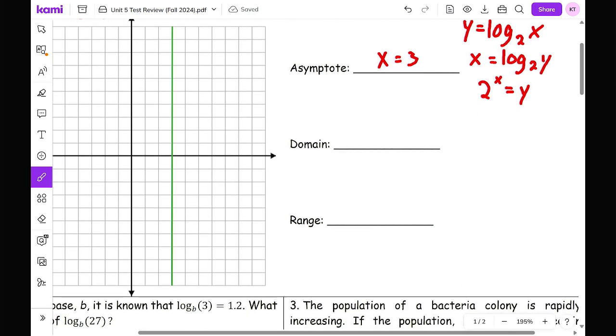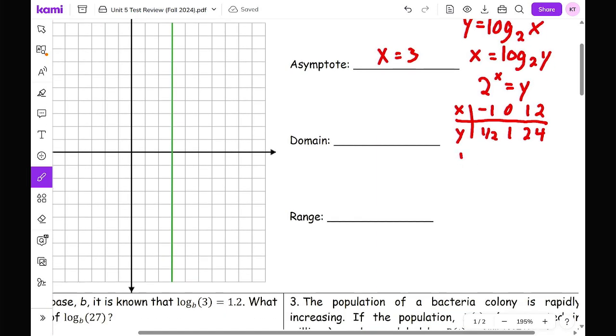And I'm just going to go ahead and make a quick table for that. So that is going to be my x and my y values. Let's just do -1, 0, 1, and 2. So that would be 1/2, 1, 2, and 4. All right. So now that I have all of those values, I'm going to go ahead and swap my x and my y values in a second table. So now my y values will become my x values. So 1/2, 1, 2, and 4. And then my y values will now be my old x values of -1, 0, 1, and 2.